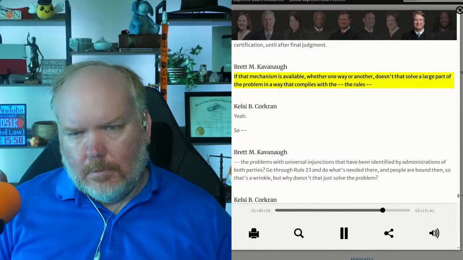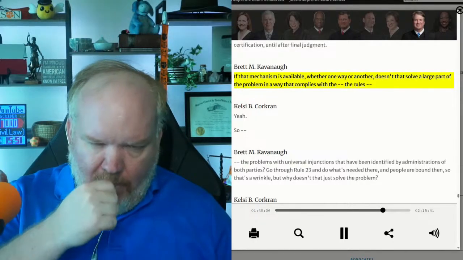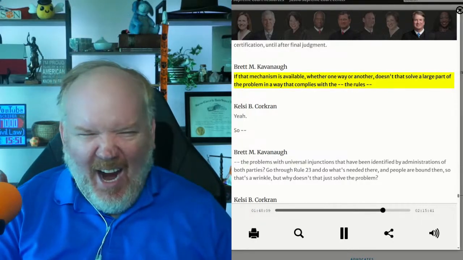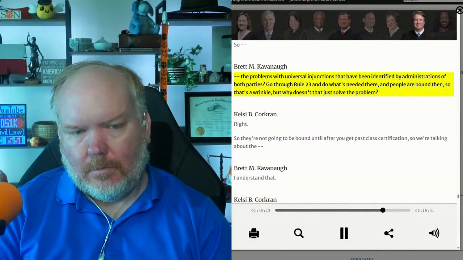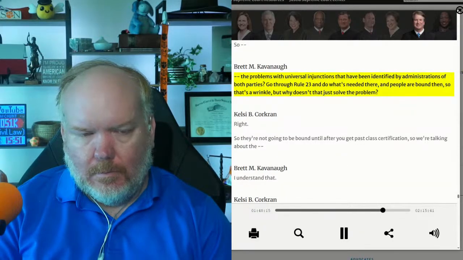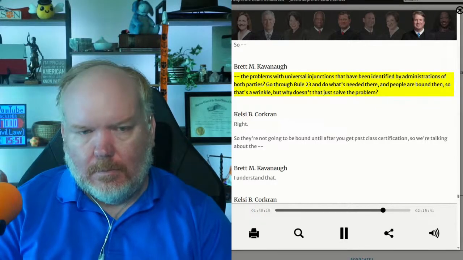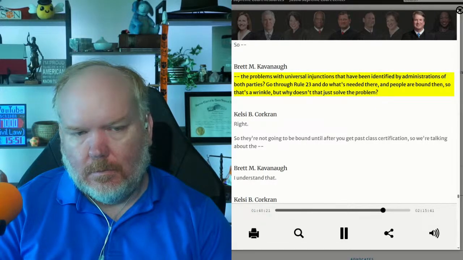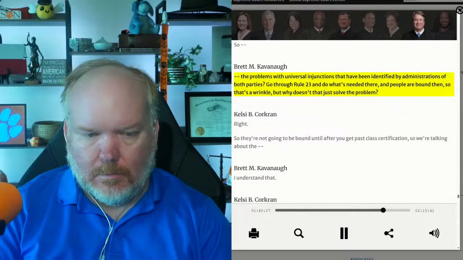If that mechanism is available, whether one way or another, doesn't that solve a large part of the problem in a way that complies with the rules, the problems with universal injunctions that have been identified by administrations of both parties? Go through Rule 23 and do what's needed there, and people are bound then, so that's a wrinkle. But why doesn't that just solve the problem?